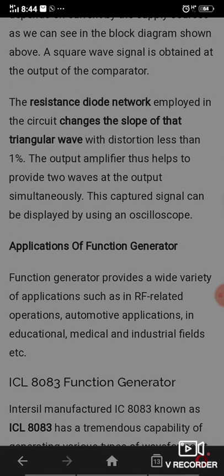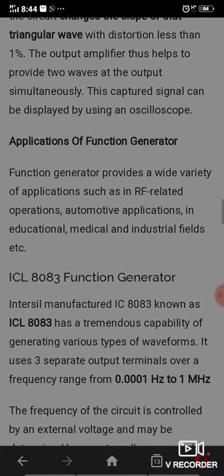Function generators provide a wide variety of applications such as RF related automation, automotive applications, and in educational, medical, and industrial fields.